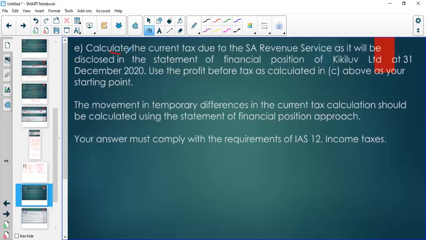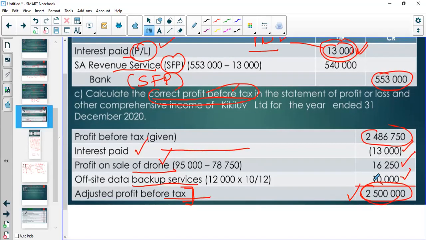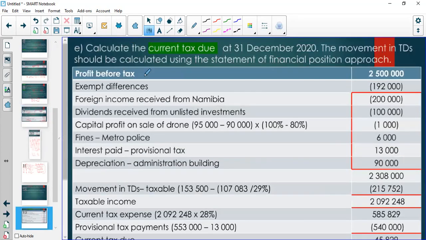The next question says, calculate the current tax due to the South Africa Revenue Service. So the current tax due, I will explain to you how we calculate it, but we start by calculating current tax. Then we also adjust that current tax for the due part. Remember that our adjusted profit before tax, after all the adjustments, is this amount. So we're going to start from the profit before tax. Then what we need is to calculate tax, so we're going to apply the rules of SARS.